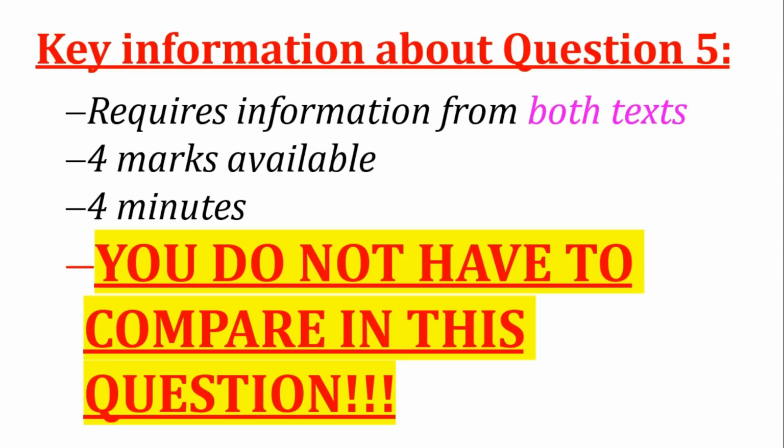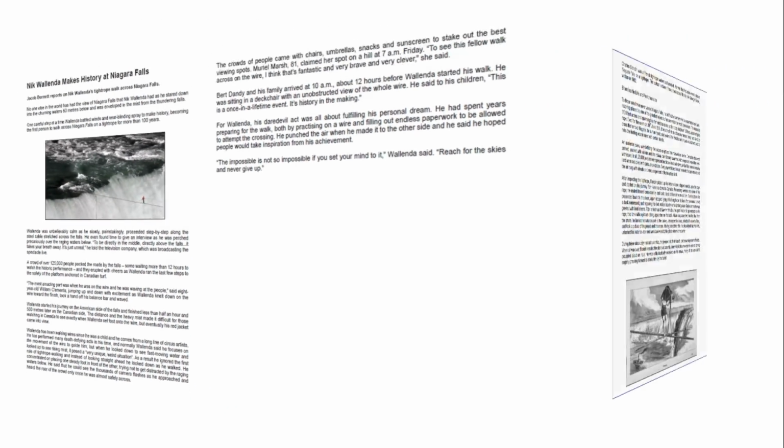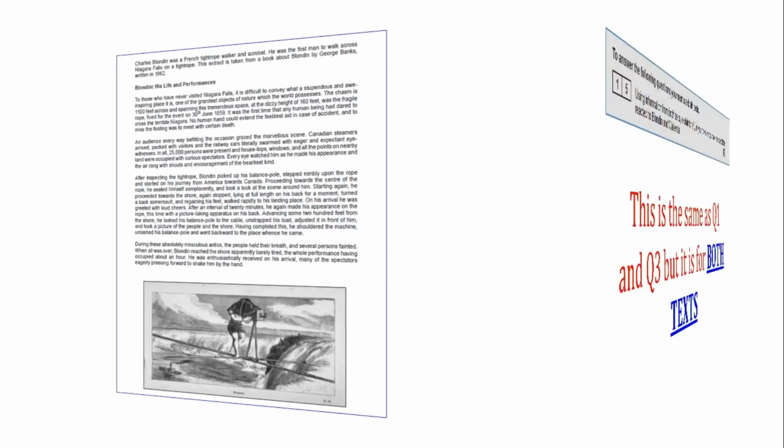So for example, you don't say in text A blah blah blah, however in text B it doesn't. Or you're not saying in comparison, in contrast, however, whereas. You're not doing any of that. You're doing that on question 6. This is question 5, and it's basically the same as questions 1 and 3, and I'll explain a bit of that.